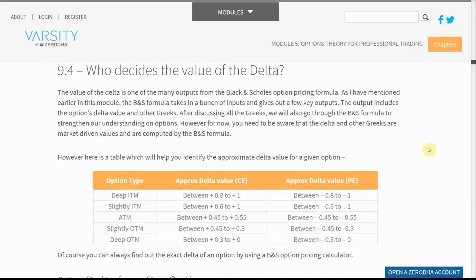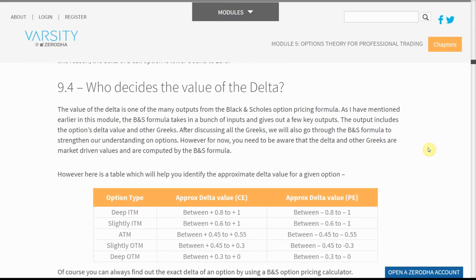9.4 Who decides the value of the delta? The value of the delta is one of the many outputs from the Black and Scholes option pricing formula. As I have mentioned earlier in this module, the B&S formula takes in a bunch of inputs and gives out a few key outputs. The output includes the option's delta value and other Greeks. After discussing all the Greeks, we will also go through the B&S formula to strengthen our understanding of options.